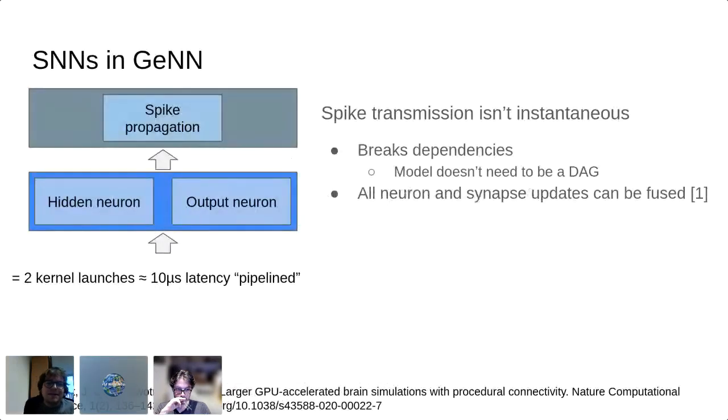SNNs in GeNN are represented in a very different way. Spike transmission is not instantaneous, so you can break the dependency between the layers of neurons, which means that you can simulate all the neurons simultaneously and all the synapses simultaneously. This also means the model doesn't need to be a directed acyclic graph. And within these layers, you can do various fusing, so you can simulate them using a minimal amount of code. We talk about the details of this fusing in our most recent paper. And by doing this, you also reduce this latency.